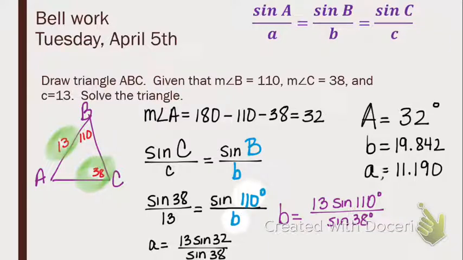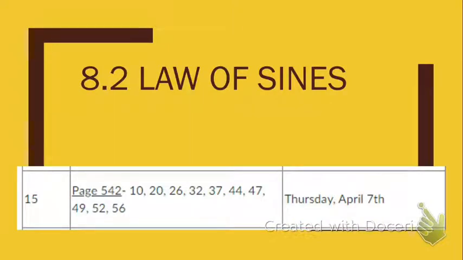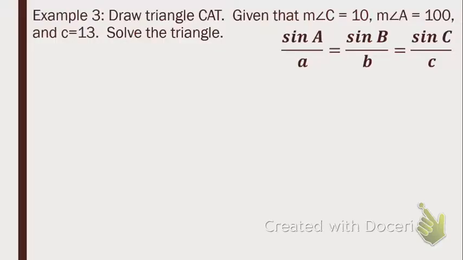All right, so we did example 1 and 2 yesterday. So let's do example 3 again. Just a reminder, this is your homework. It is due Thursday. This is Law of Sines, page 542. Go ahead and copy down example 3. Triangle CAT, C-A-T. Take a couple of minutes, try to solve it. And then I'll put up the answers in a few minutes.